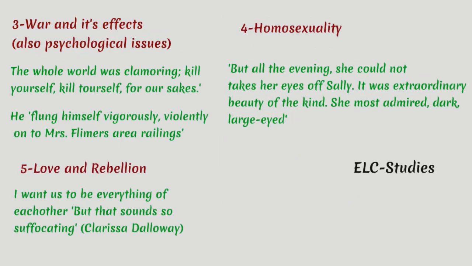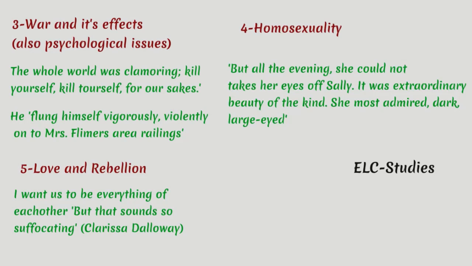The third theme is the war and its effects on the characters depicted in the novel. The First World War had a lot of effects on the minds of people. People lost their loved ones and then they went into traumas and post-traumatic stress disorders. And then they end like Septimus Warren Smith, as he flung himself from the railings and committed suicide.